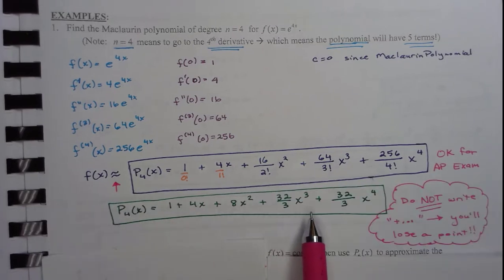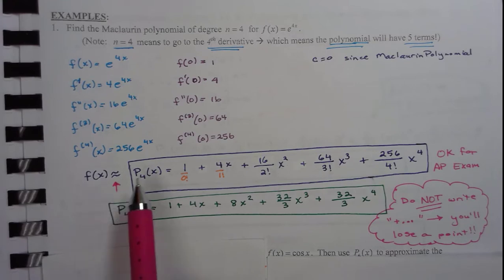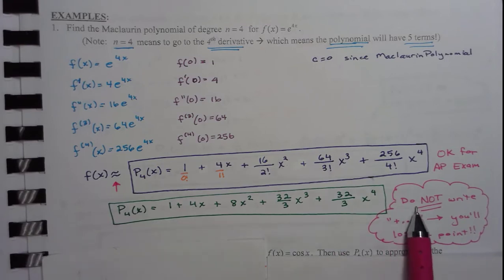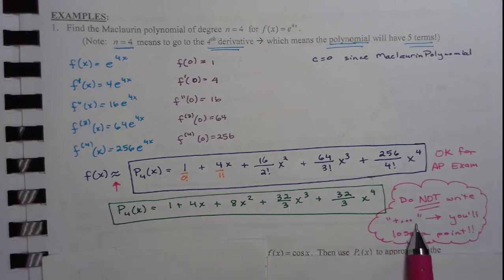This is what your polynomial becomes when all of those terms are simplified. Notice, my function is approximated by my polynomial. My polynomial equals this. Do not write plus dot, dot, dot. You'll lose a point.